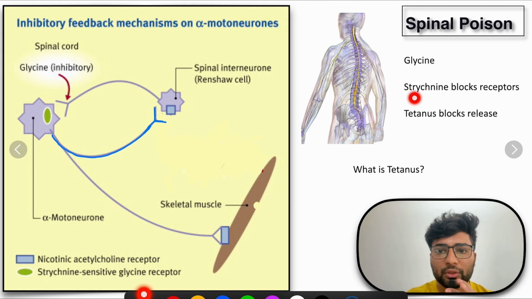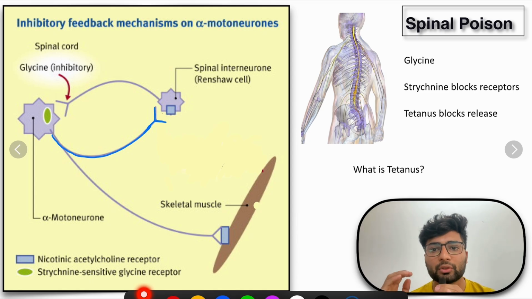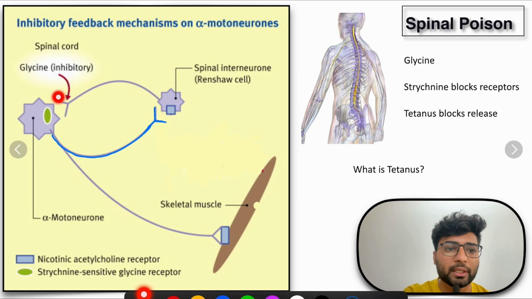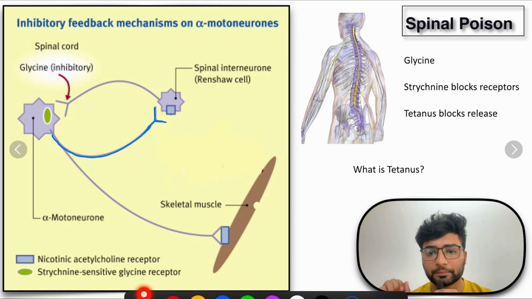And how does strychnine reach the spinal cord? Strychnine is a poison. We ingest the poison, it goes to the stomach and gets absorbed into the blood vessels. Through the blood circulation, the poison reaches the spinal cord. So both are ultimately reaching the level of the spinal cord, and both are doing the same thing, stopping this inhibition over here, right?